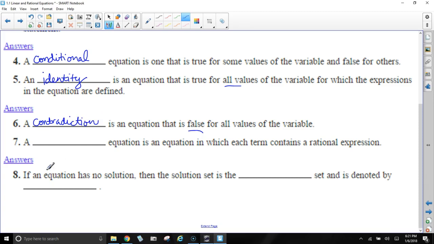Number 7, a blank equation is an equation in which each term contains a rational expression. I don't know that so much each term contains a rational expression, but you have at least one rational expression in there. We call those types of equations rational equations.